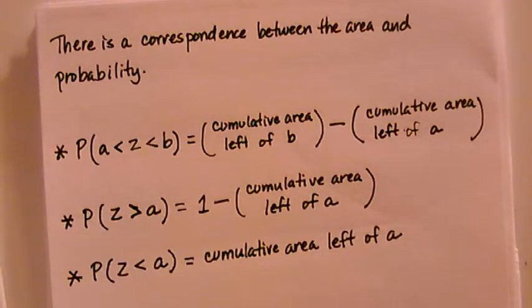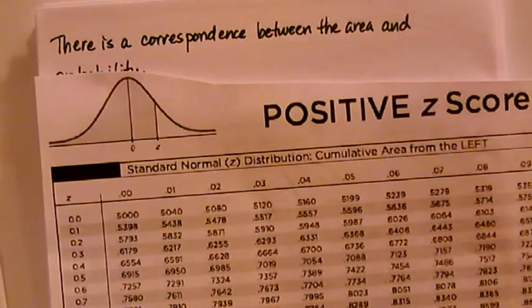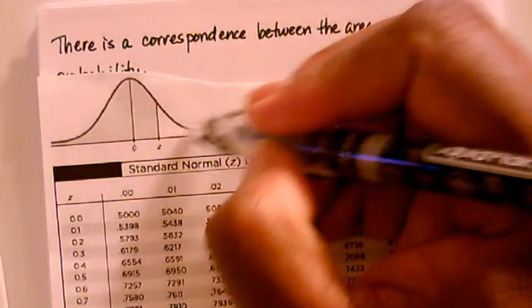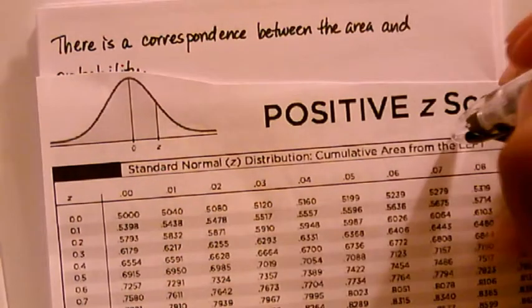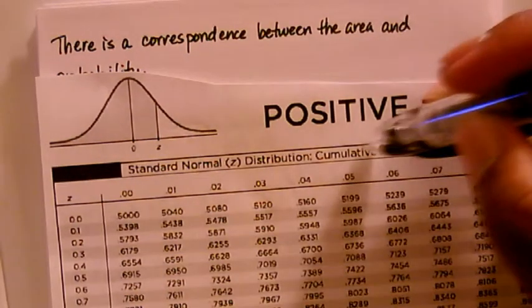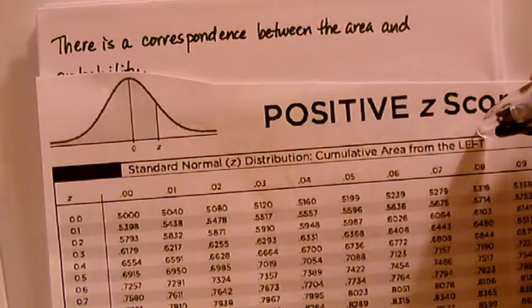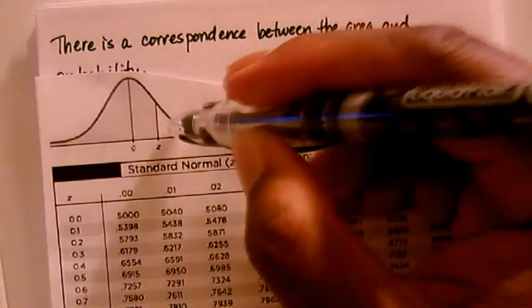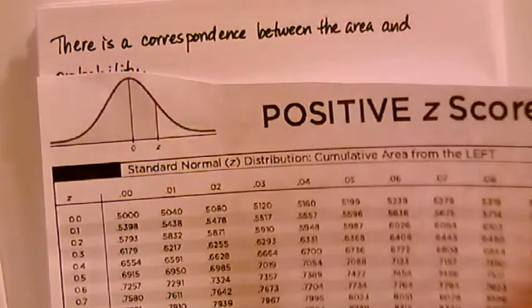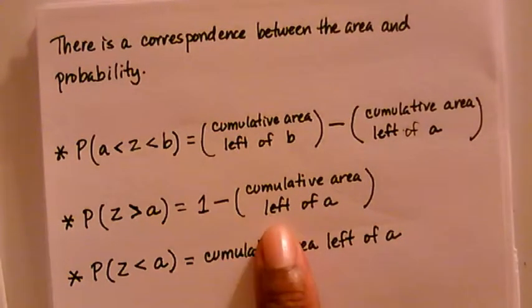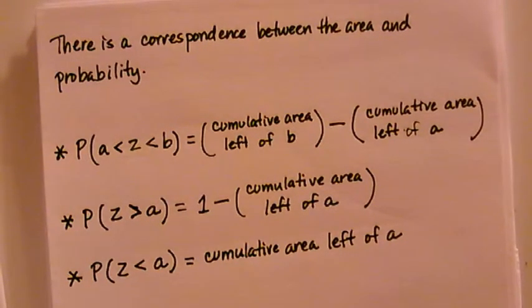And then the probability that z is greater than A, well, let's think about this. If it's greater than A, then that means we're looking at the cumulative area to the right. However, the table gives the cumulative area from the left. So to find the cumulative area to the right, we have to do 1 minus the cumulative area that's left of A. Okay? Greater than means that it's the area to the right.